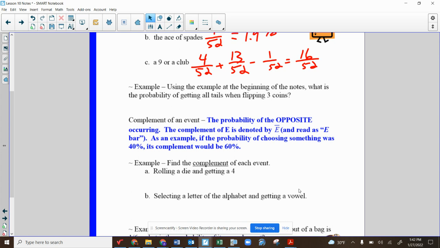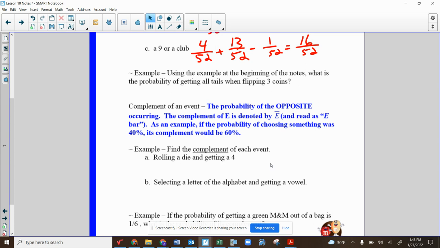All right. Sometimes it makes sense to do what's called the complement of an event. It means doing the probability of the opposite occurring. So we're going to denote that with a little bar on the top. You're not going to see that symbolism too much, most of the time you're going to talk about it. So if the probability of choosing something was 40%, then the probability of not choosing that thing, or the opposite, would be 60%. Sometimes it's just easier to deal with the complement as opposed to the number that's being asked. I'll show you some examples of that, but we're just going to find the complements for now.